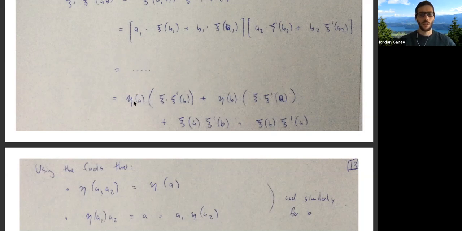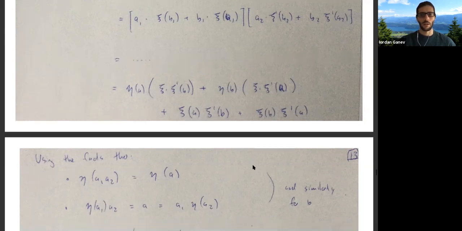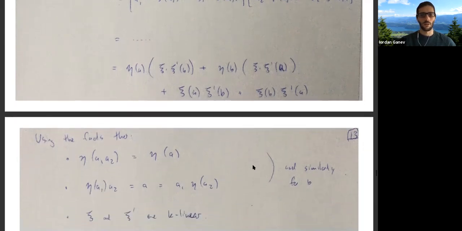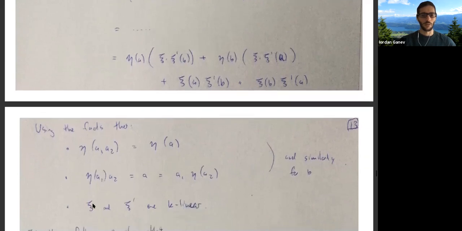So we get eta of A times xi prime of B plus eta of B times xi prime of A plus some other junk here. But we see that this junk is very symmetric. So we have xi of A, xi prime of B, xi of B, xi prime of A. And I guess we also use the fact that these are k-linear, so you can pull these eta values inside.